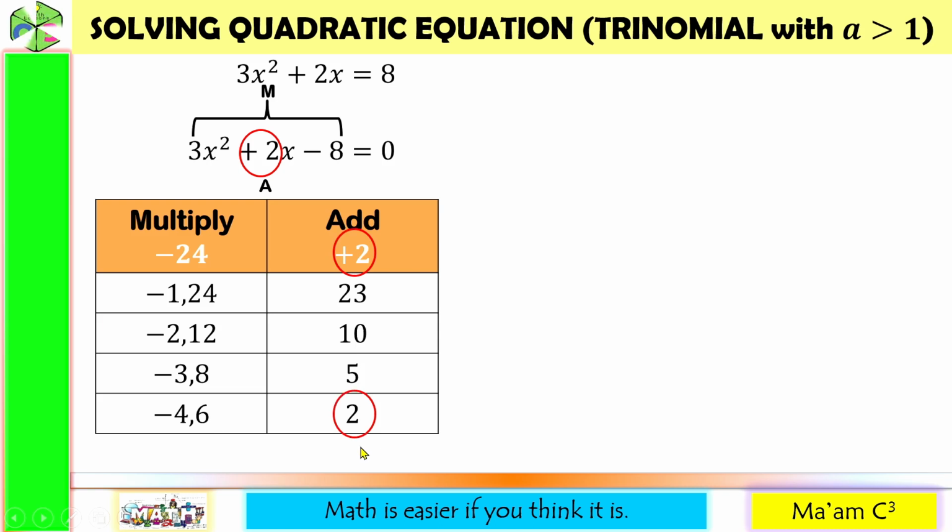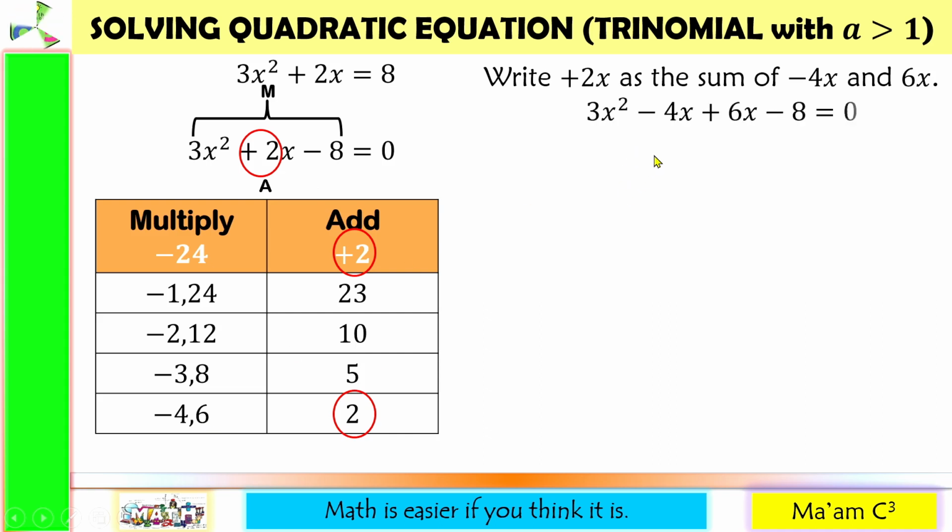Next step is I am going to write +2x as the sum of -4x and 6x. So that would be 3x squared minus 4x plus 6x minus 8 is equal to 0. I just rewrite +2x as -4x plus 6x. Where did I get this? The factors of -24, -4x and +6x. When I add these two, it is the same as +2x.